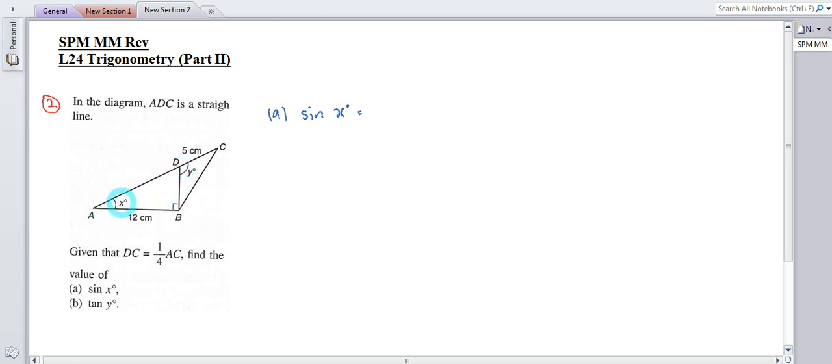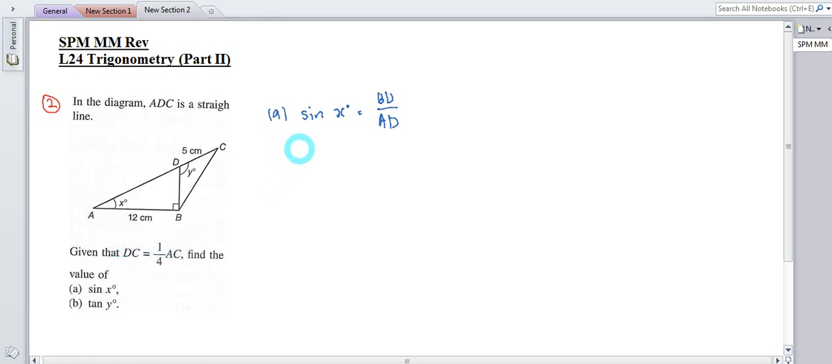Sine x, SOH, opposite divided by the hypotenuse, which is AD. So we need the length of BD and AD, right? Okay, so how to find the length of BD first?